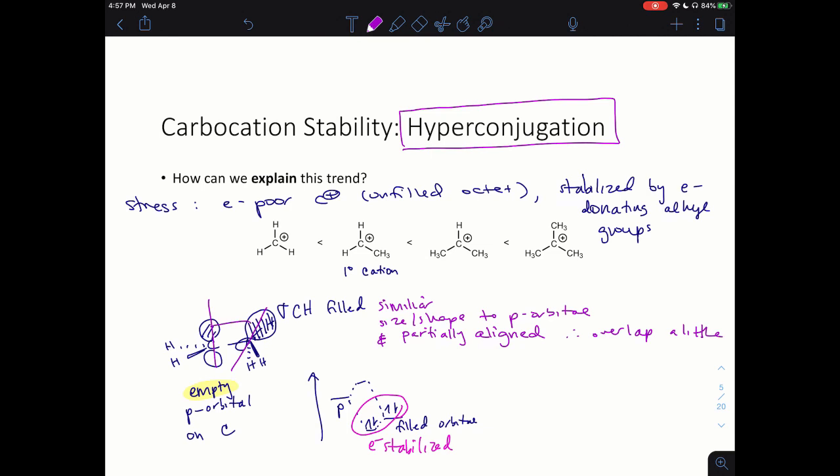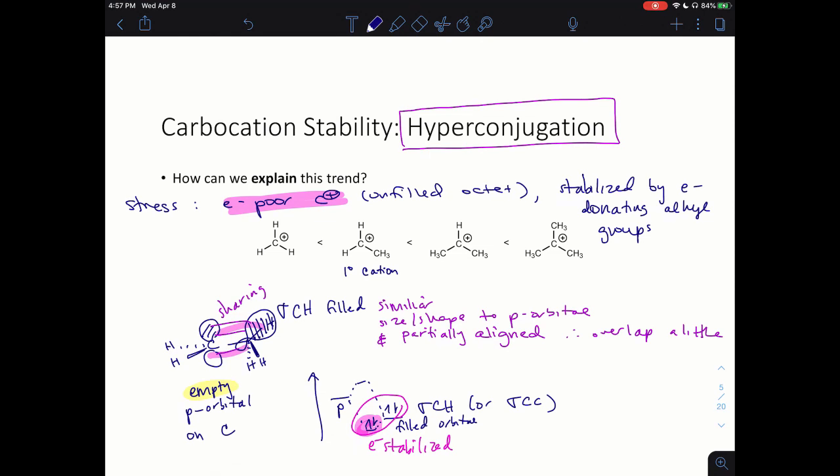So you're going to have a little bit of overlap, a little bit of sharing between those two orbitals. That not only shares the charge, which is really hard to show, but it also relieves some of this electron-poor nature of carbon because you're sharing these two electrons with it. It shares the charge, and it ultimately stabilizes the electrons in the sigma CH, or this works with a sigma CC bond as well. And so I showed this with a primary cation.